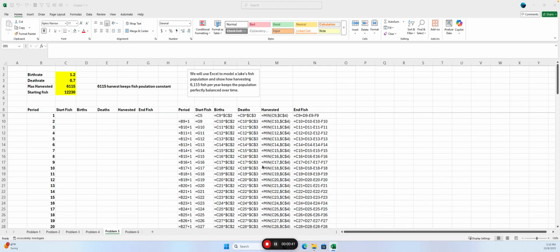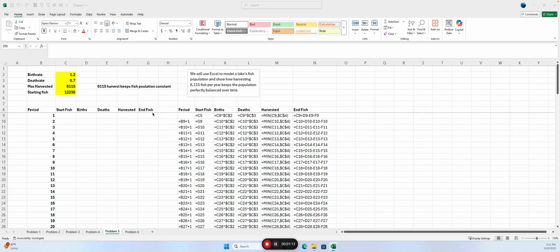Here's the setup. A lake starts with 12,230 fish. Each year, every fish gives birth to 1.2 new fish and 0.7 fish die for every one that's alive. We also remove a certain number of fish every year through harvesting. Our goal? Figure out how many fish we can harvest each year without changing the total population over time.